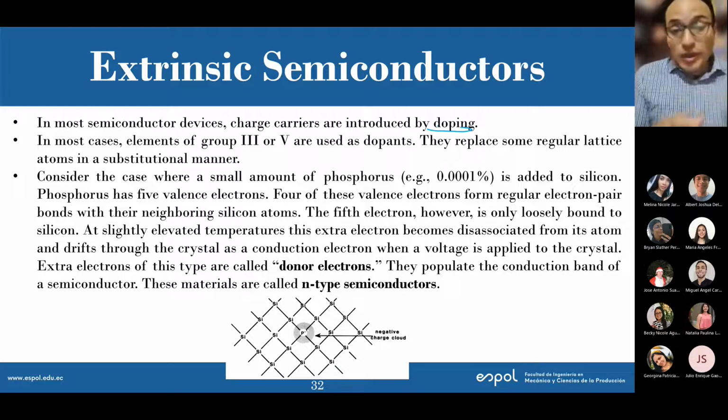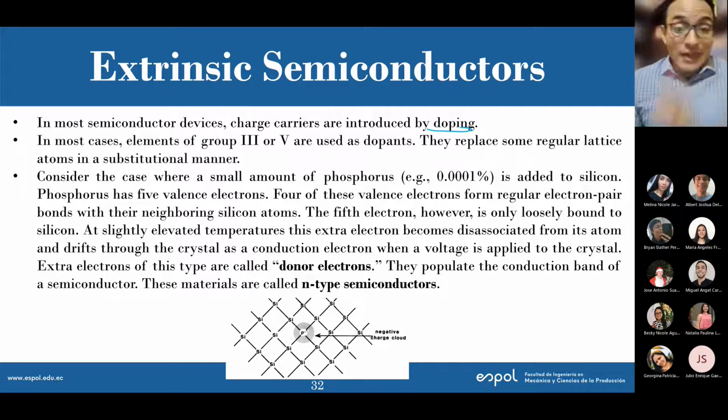So usually what we do in semiconductors is adding either elements of group 3 or of group 5, because remember, semiconductors like silicon and germanium belong to group 4 in the periodic table. So I usually choose elements that are either in group 3 or group 5. And they replace some atoms in a substitutional manner. So let's consider the case of putting phosphorus. I just add, let's say, one small atom of phosphorus in my silicon lattice.